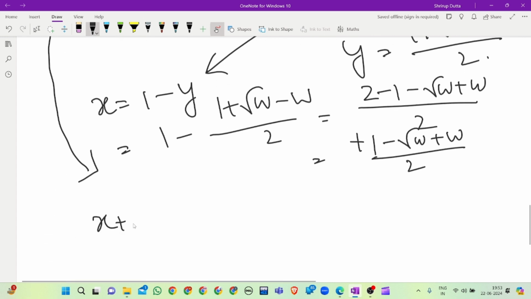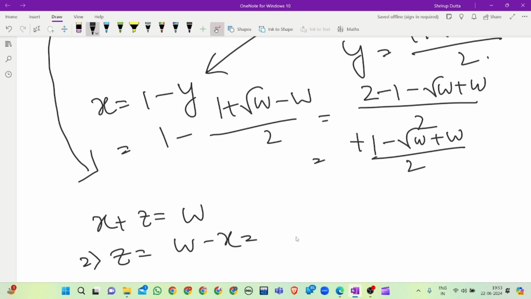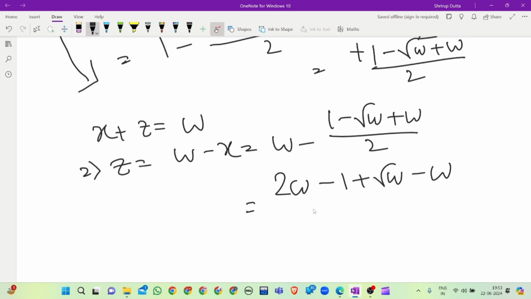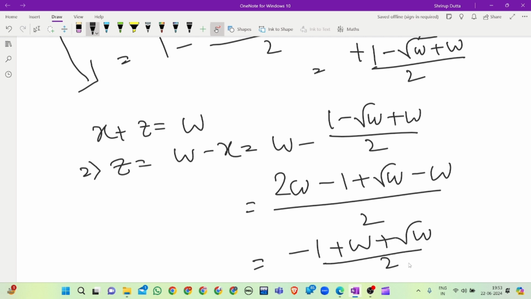So we have x plus z equals omega, so z equals omega minus x, so omega minus 1 minus root omega plus omega by 2. This equals 2 omega minus 1 plus root omega minus omega by 2. So this equals minus 1 plus omega plus root omega by 2.